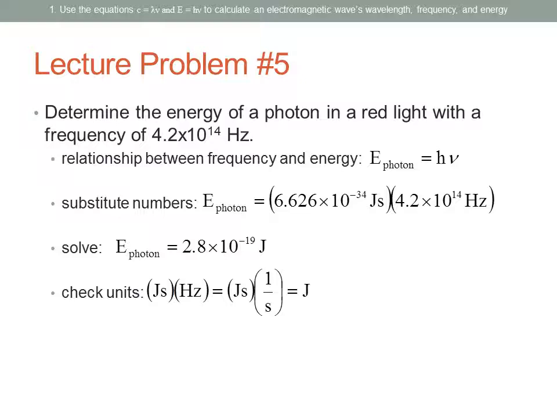One other point to make here, notice we're dealing with red light. We're told it's red light, so it's visible. If you have visible light, the energy of a single photon will always be something times 10 to the negative 19th joules. So keep that in the back of your mind to help you recognize whether or not you've done the problem correctly. If it is visible light, it will be on the magnitude of 10 to the negative 19th joules for the energy of a photon.